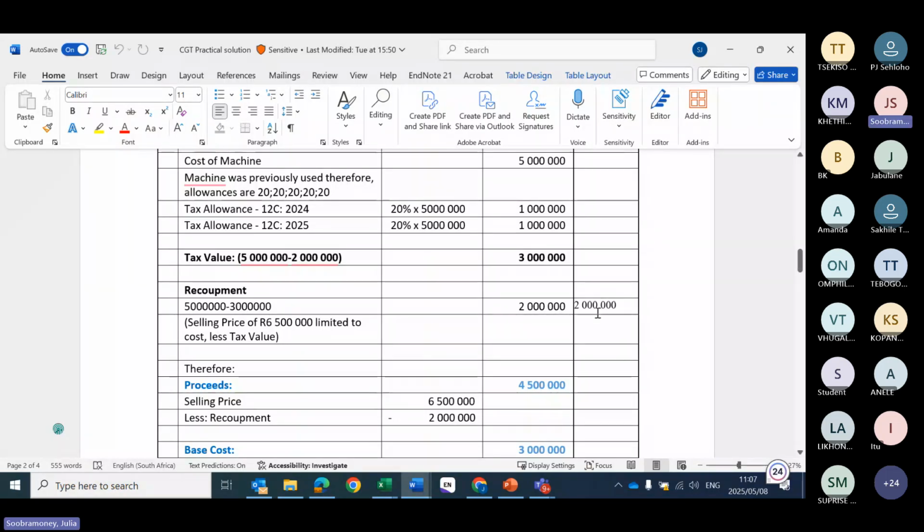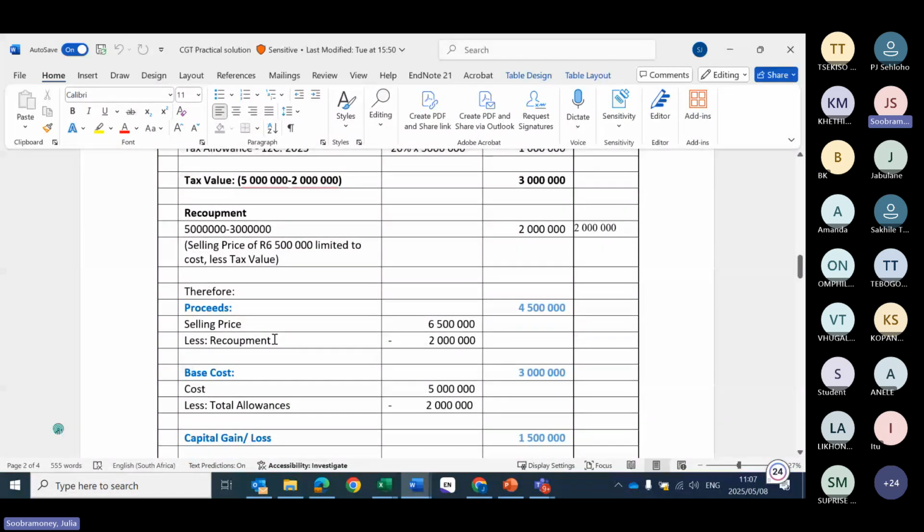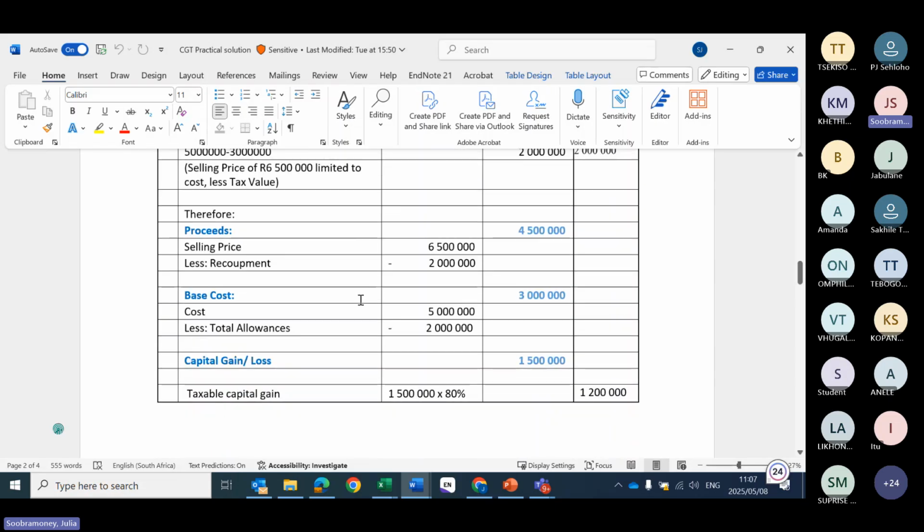Next step, CGT proceeds. Selling price, 6.5 million, less my recoupment of 2 million, to give me my proceeds, 4.5 million. Base cost, cost price, less my total allowances of 2 million to give me a final base cost of 3 million. My capital gain is going to equal 1.5 million. How much of this gain is taxable, guys? 80% will be included in my tax column, 1.2 million.